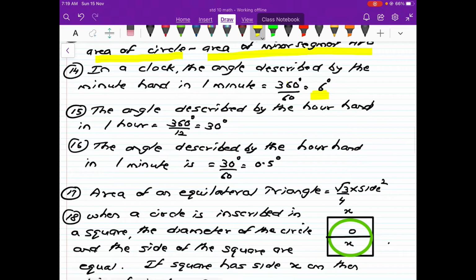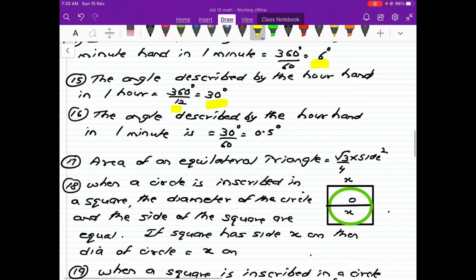Similarly, how much does an hour hand move in 1 hour? In 1 hour it will move only from 1 to 2 or 2 to 3. So in 360 degrees, it can move only 12 times. So 360 upon 12 means 30 degrees is the angle described by the hour hand in 1 hour. But if we want to find the angle described by the hour hand in 1 minute, then that 30 degrees we have to divide by 60. So because it is minutes, it will come to 0.5 degrees.